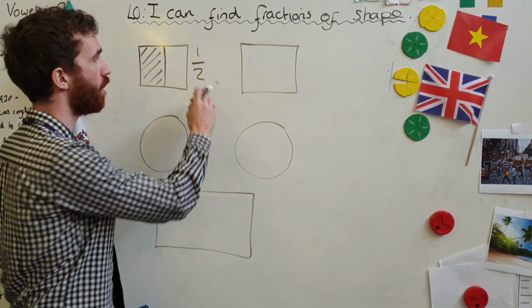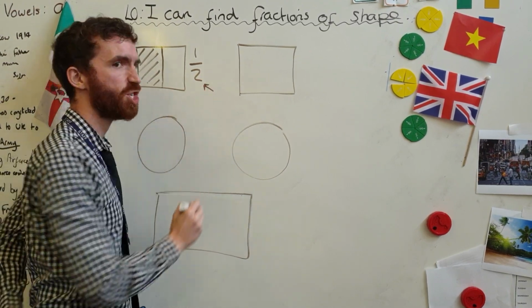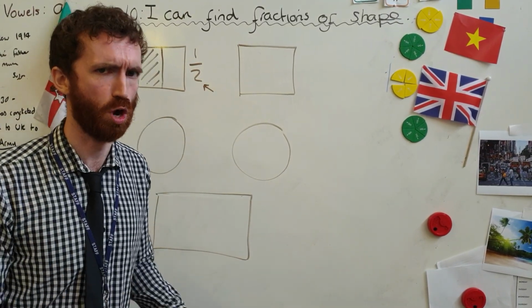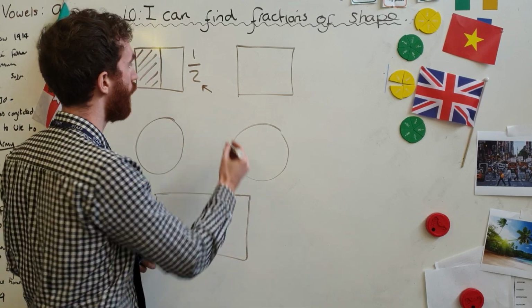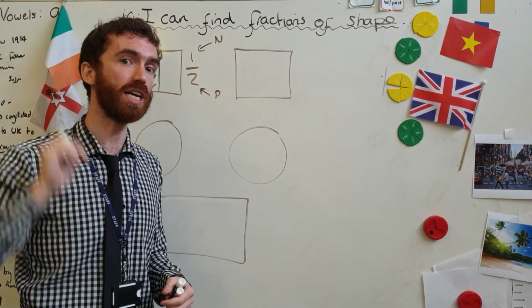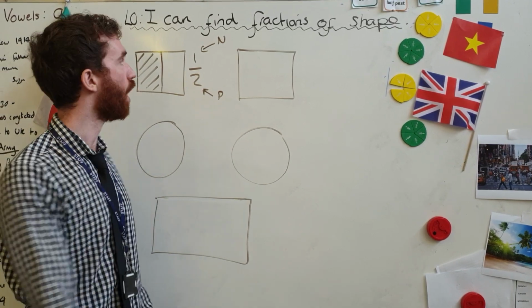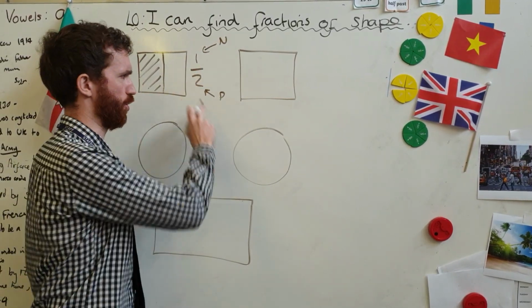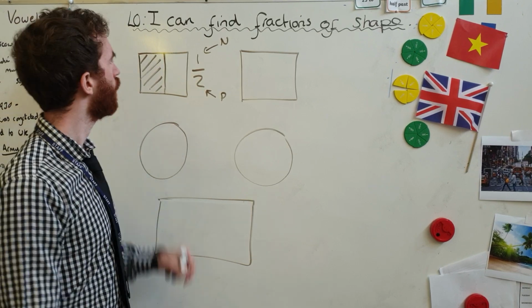Okay? So the bottom number is known as the denominator. We call it the demon denominator because it lives down below. And up here we've got the numerator. Okay, the nice numerator who lives up at the top. So we've got the nice numerator at the top, the demon denominator down below.